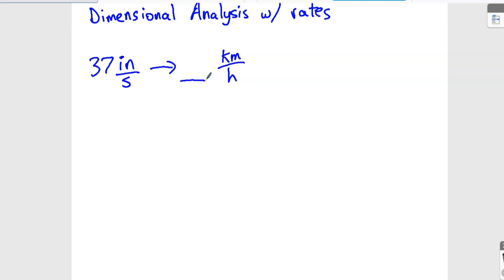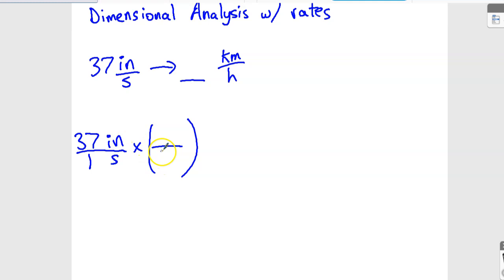It's a lot of the same tools as a normal dimensional analysis problem where there's just one unit, not a rate. You just do it twice, really. So 37 inches, and you can think about this as 37 going with the numerator and 1 going with the denominator. So 37 inches in 1 second. You have to pick. Do you want to do inches first, inches to kilometers, or do you want to do seconds to hours? It doesn't matter which one you start with. I'll do inches.